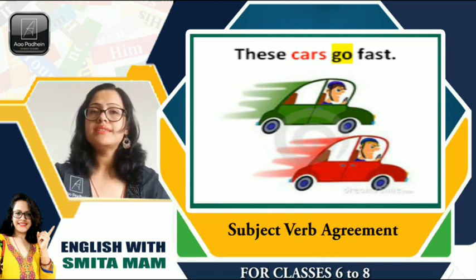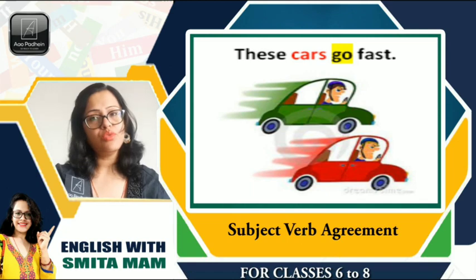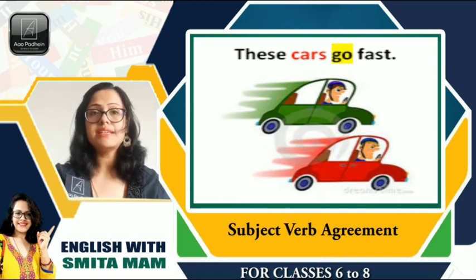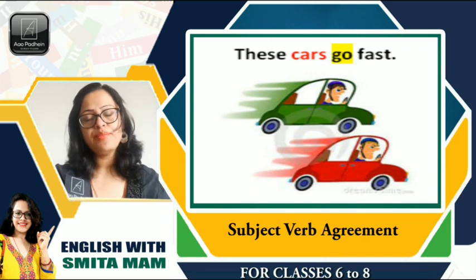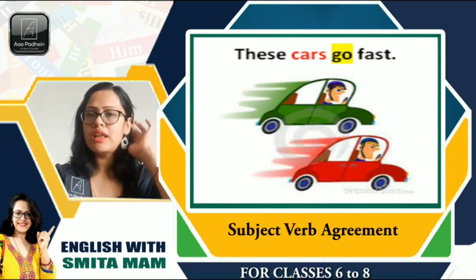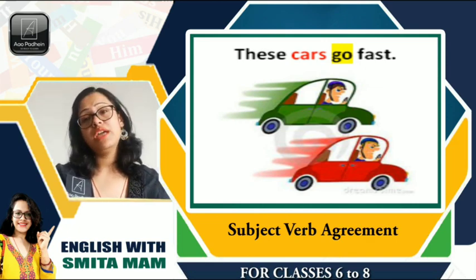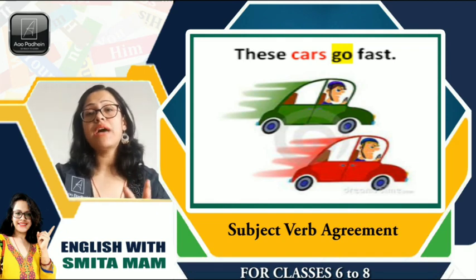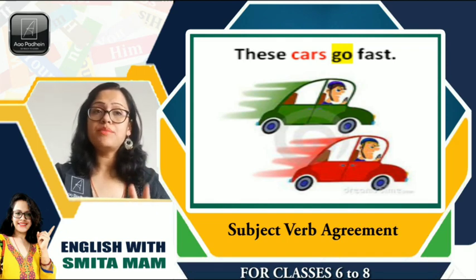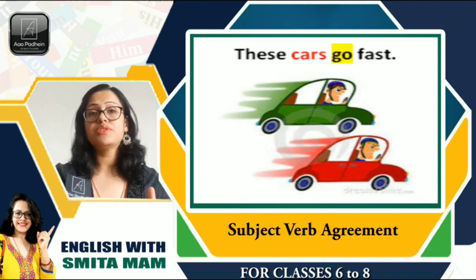So children, this is the most basic and important rule of subject-verb agreement. That is, if the subject is singular, the verb will also be singular. And if the subject is plural, the verb will also be in plural form. Okay? And please note one more thing, that we have seen examples only where the subject is in third person.